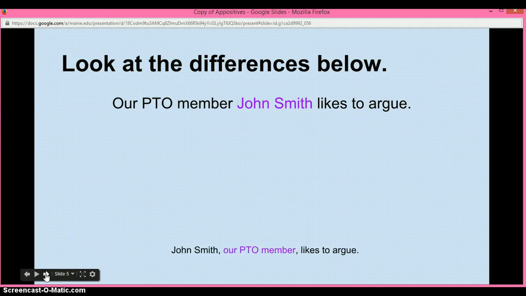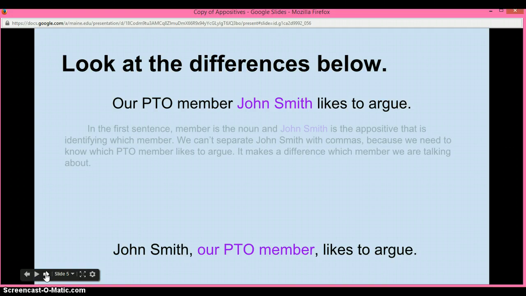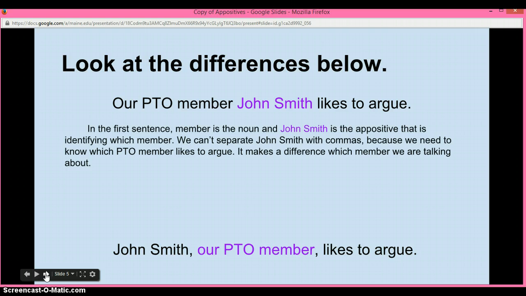Here's another example we can look at. Our PTO member, John Smith, likes to argue. In the first sentence, member is the noun and John Smith is the appositive that is identifying which member. So we can't separate John Smith with commas either because we need to know which PTO member likes to argue. It makes a difference which member we're talking about.